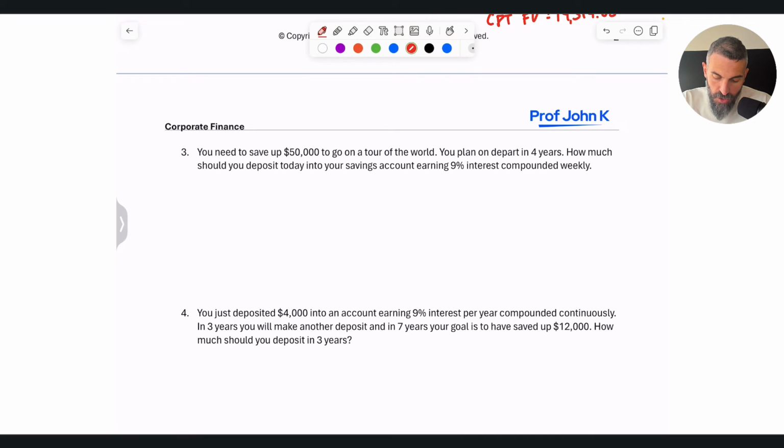Okay, let's continue with question number 3. You need to save up 50,000 to go on a tour of the world. You plan to depart in 4 years, making this a future value. How much should you deposit today into your savings account earning 9% interest compounded weekly? So there's your APR of 9%, and your compounding frequency is 52 because there are 52 weeks in a year. So we're looking now for the present value.